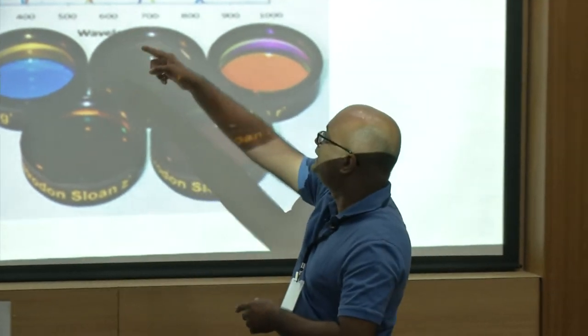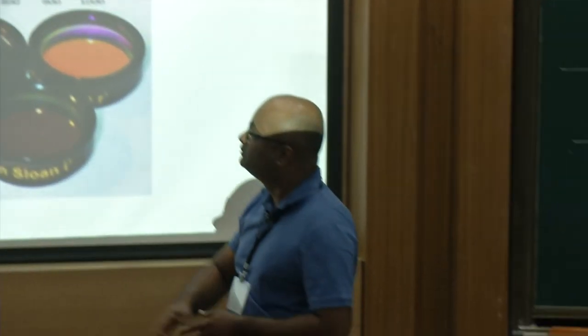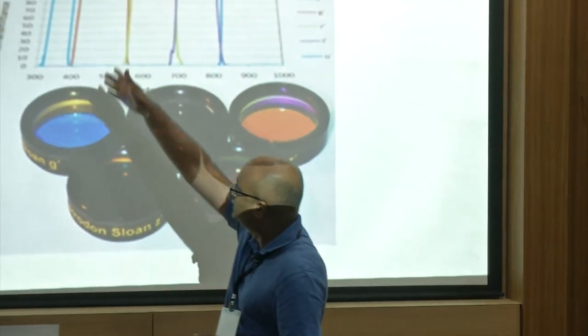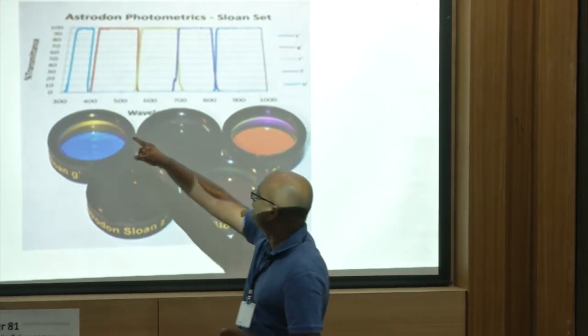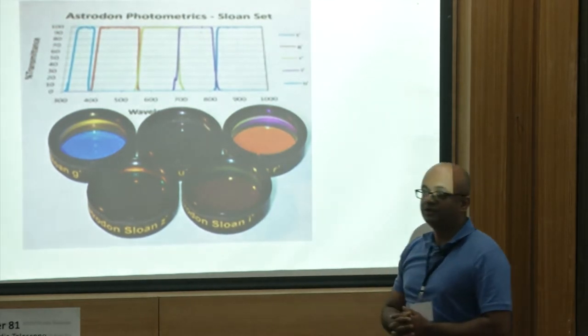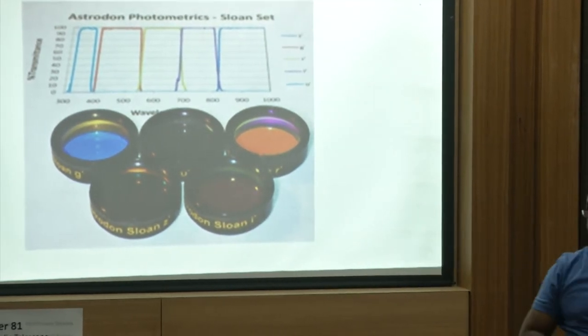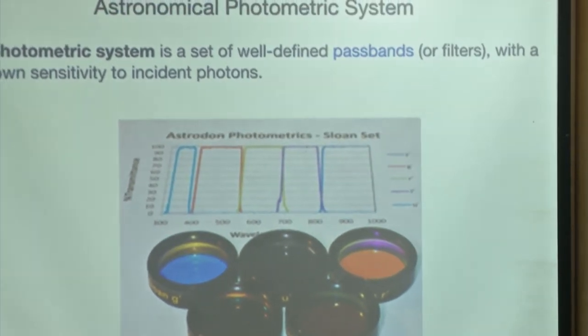The curve I have shown here is a transmission curve, which is wavelength versus the transmission function of the filter. It tells you over what wavelength range your filter works, and that gives you a central wavelength for that bandpass.